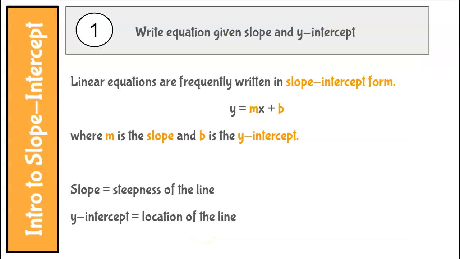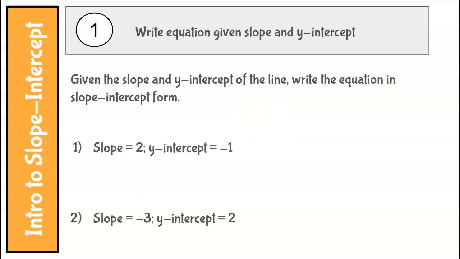Just a reminder, linear equations are frequently written in slope-intercept form, y equals mx plus b, where m is the slope, the steepness of the line, and b is the y-intercept, the location of the line. That's going to be really important when we get to graphing. Y equals mx plus b. Given the slope and y-intercept of the line, write the equation in slope-intercept form.